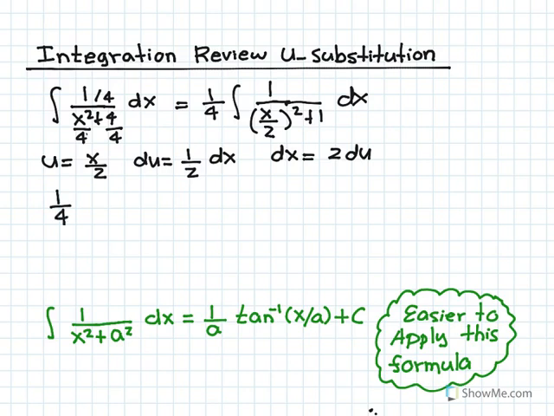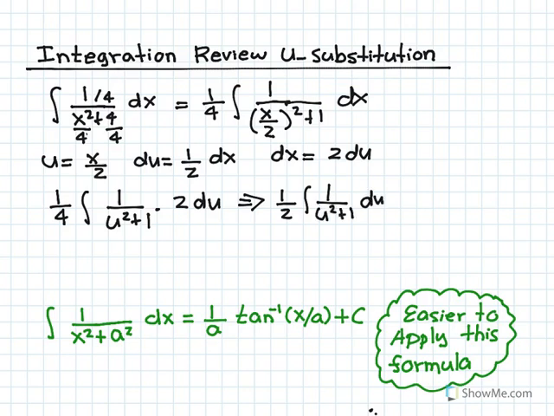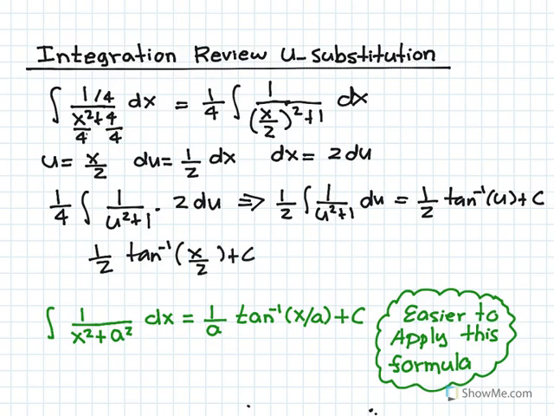So applying the U transformation, we get 1/4 integral 1 over u squared plus 1 times dx, which is 2 du. Removing the 2 outside the integral, we get 2 over 4, that's 1/2, integral 1 over u squared plus 1 du. And that's 1/2 tan minus 1, arctangent of u plus c. Putting u back in, we get 1/2 tan minus 1 of x over 2 plus c. So clearly you can see applying this formula is a lot easier. All right, thanks.